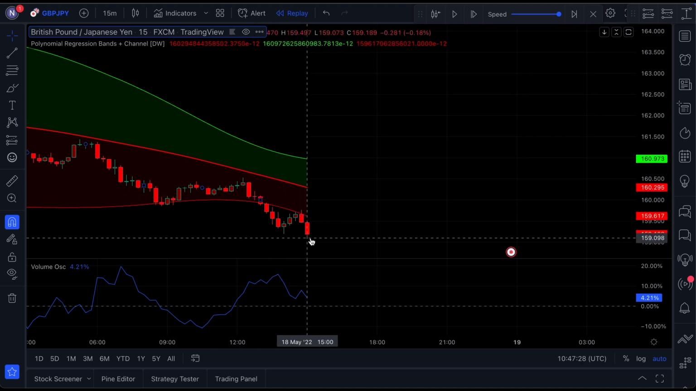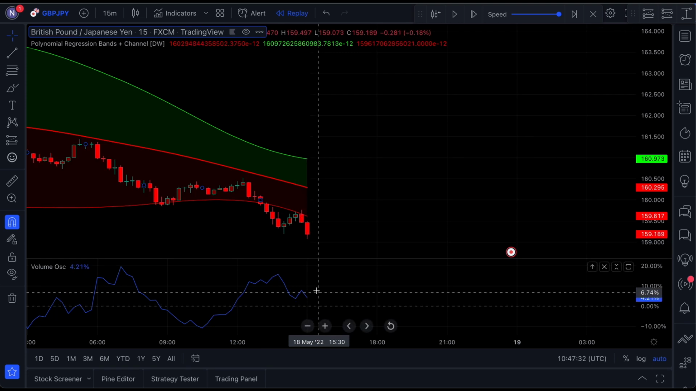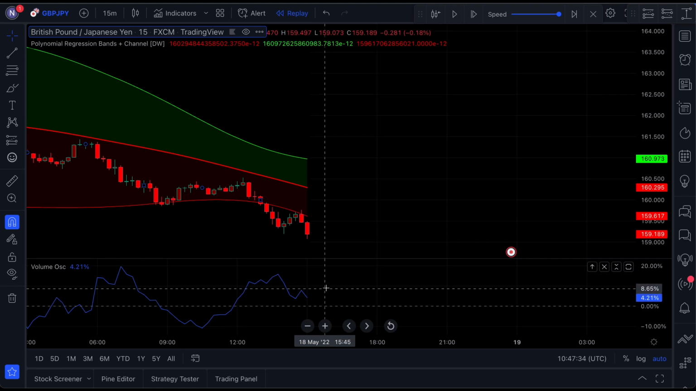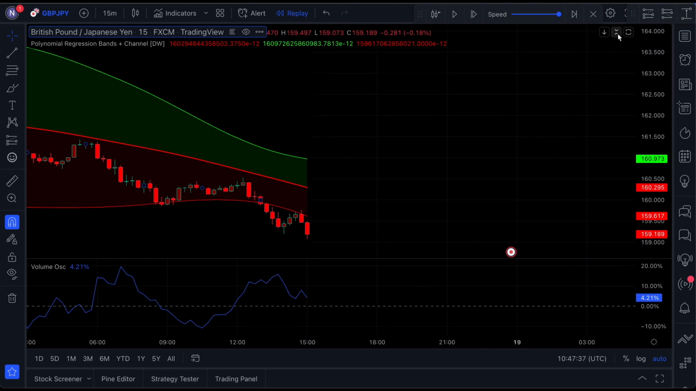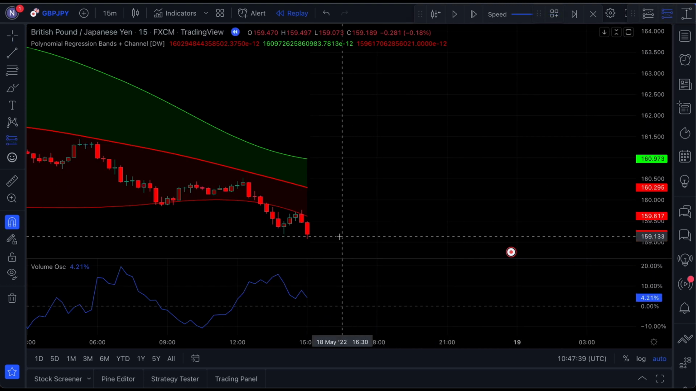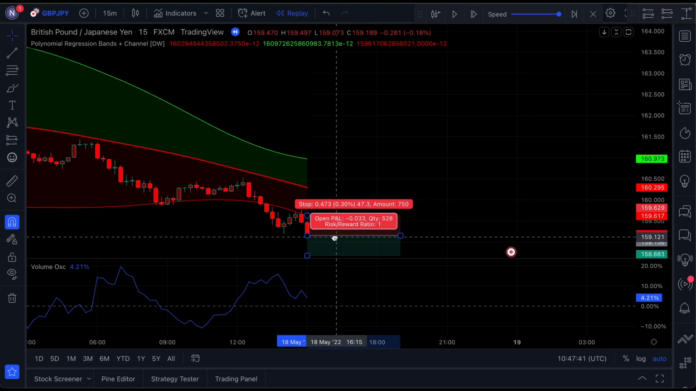And again, just like the long trade, this part is extremely important. And finally, to get our confirmation for the entry, the volume oscillator must be above the middle line. We can place our stop loss at the middle line or at the recent swing high and a take profit target at 1.5 times the risk.